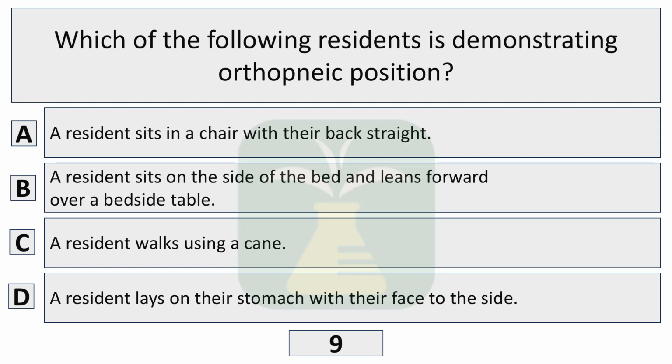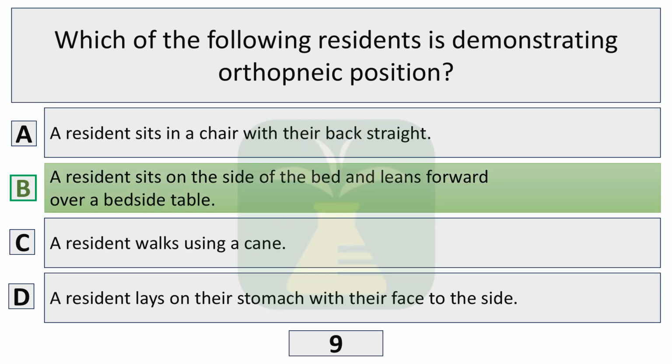Which of the following residents is demonstrating orthopneic position? A, A resident sits in a chair with their back straight. B, A resident sits on the side of the bed and leans forward over a bedside table. C, A resident walks using a cane. D, A resident lays on their stomach with their face to the side. Correct answer, B. A resident sits on the side of the bed and leans forward over a bedside table. Orthopneic position is meant to assist in breathing. Leaning forward makes it easier to get air into the lungs.